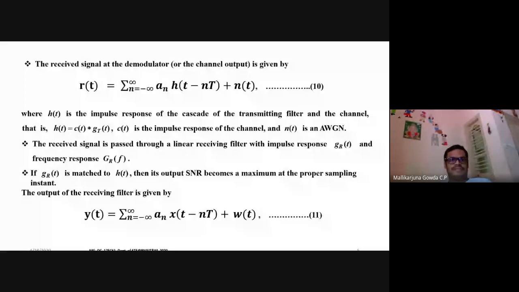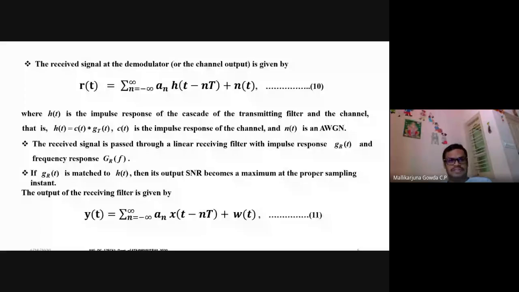Here h of t is equal to c of t convolved with gT of t. So c of t is the impulse response of the channel, and gT of t is the impulse response of the transmitting filter. The convolution of those two will give you the value of h of t. And as I said, n of t is the additive Gaussian noise. So this is the received signal r of t.